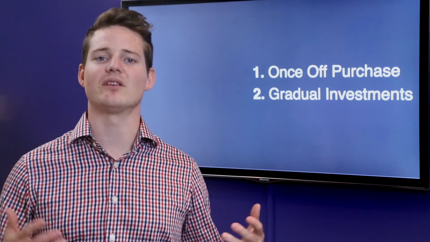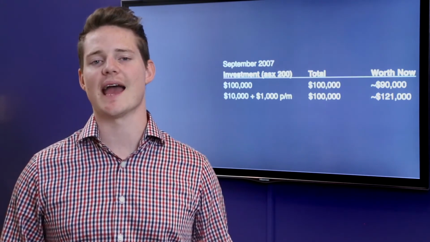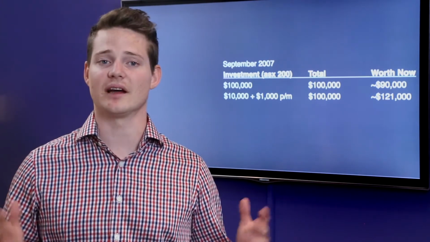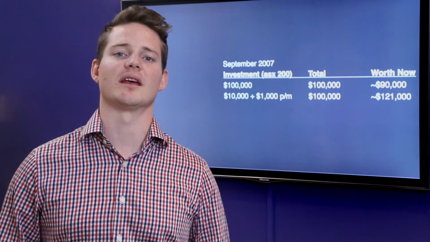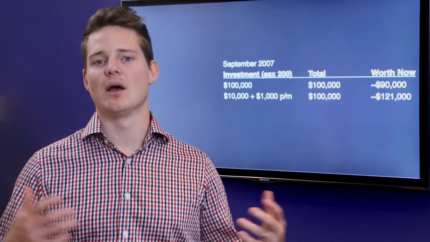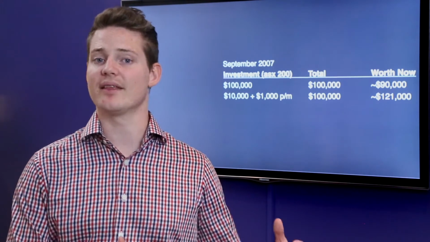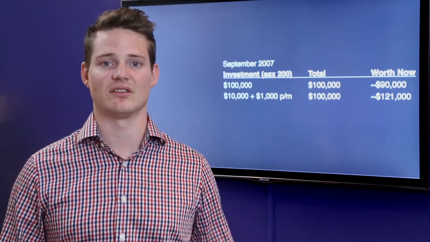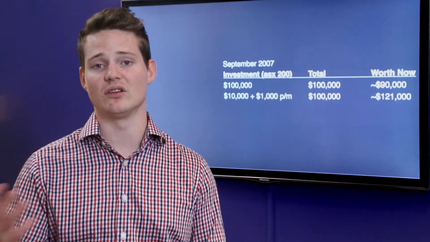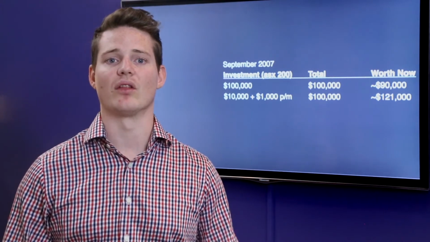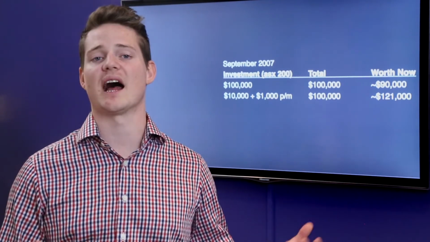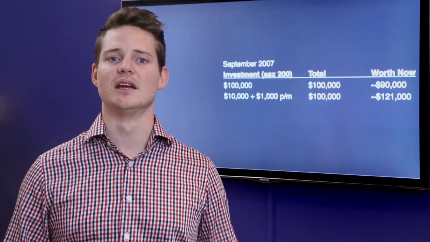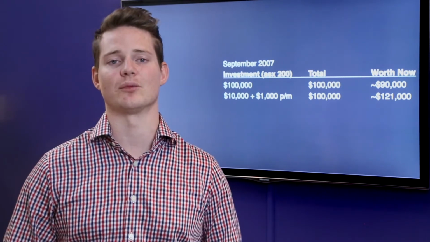Being a financial planner, I like to explain things using numbers as well. For example, if someone invested $100,000 into the ASX at the peak of the market in 2007 and left it there and didn't touch it, it'd be worth around $90,000 today. While if someone invested $10,000 and then $1,000 per month up until March this year, the total amount invested would still be that $100,000, while the value of the investment would be worth around $121,000. So that shows that in a volatile market, dollar cost averaging can be beneficial.